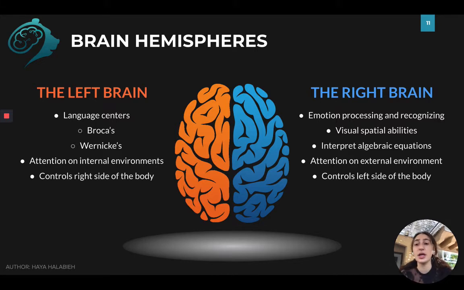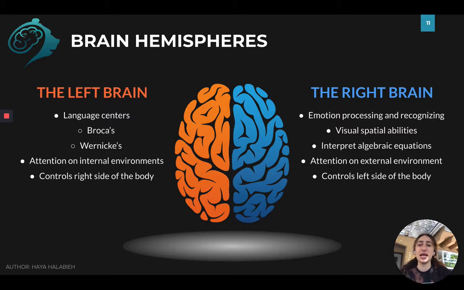The left brain has language centers, which are Broca's and Wernicke's, which we will get into later. But essentially, one is responsible for the comprehension of speech, and one is responsible for the actual movements I do with my mouth when I speak. So that's Broca's, Wernicke's understanding. And then attention on internal environments, so that means within our own body, and it controls the right side of the body. So any movements from my right arm is actually being controlled by my left brain.